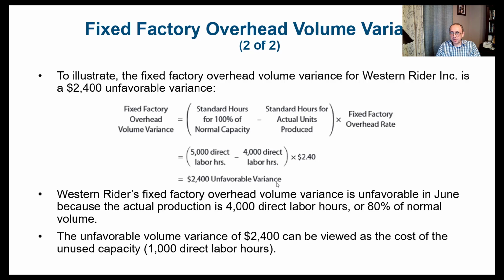So remember, the variable factory overhead controllable variance turned out to be $4,000 favorable because it was a minus, but the fixed factory overhead volume variance turned out to be positive, which is an unfavorable variance. So the total factory overhead would still be favorable, but it's going to be only the difference, which is about $1,600. So Western Writer's fixed factory overhead volume variance is unfavorable in June because the actual production is 4,000 direct labor hours, or 80% of normal volume.